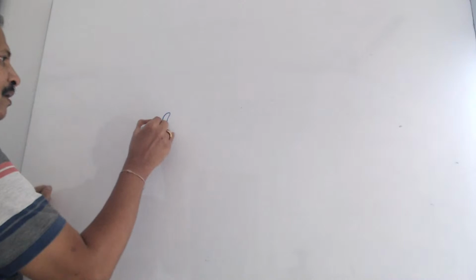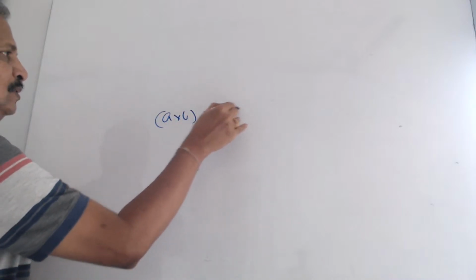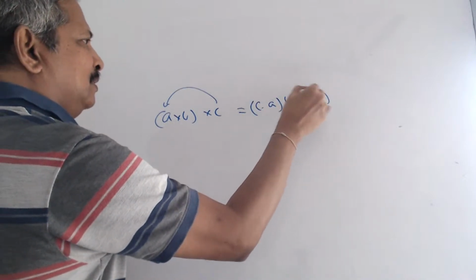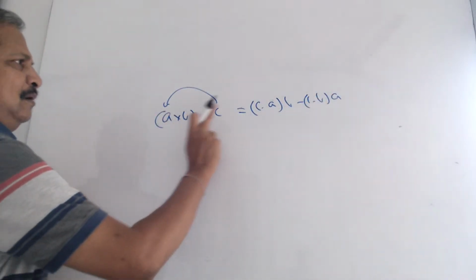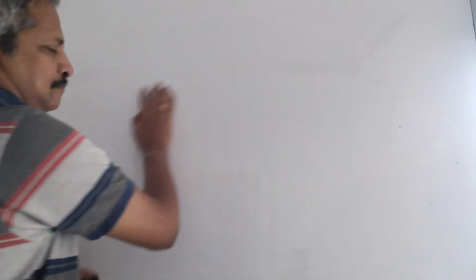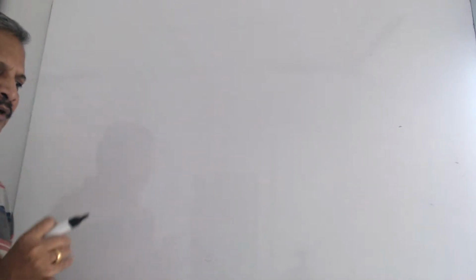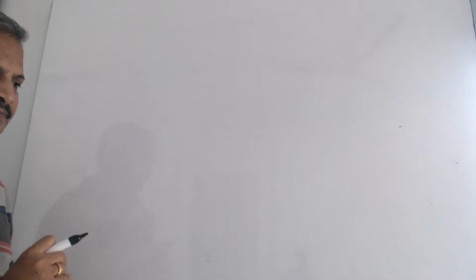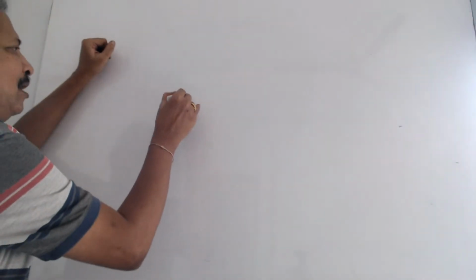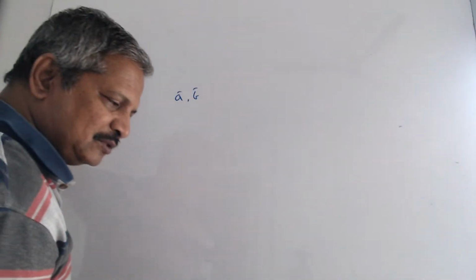Next point, A cross B cross C is nothing but first into last: C dot A into B minus C dot B into A. This you have to remember. Correct? This is also another important point you have to remember.